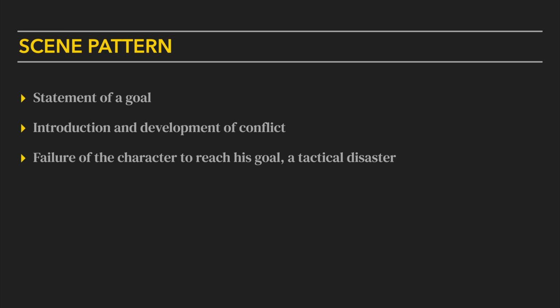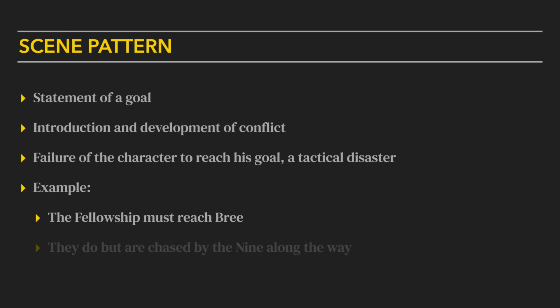Either it's implied from what the character has talked about in previous scenes, or it's stated or thought of in an internal monologue on the part of the main character, the POV character for that scene. And then there's the introduction and development of conflict, and finally the failure of the character to reach his or her goals, some tactical disaster. In that video, I talked about having successes in certain scenes, and that's typically in subplots, but this is the pattern that most scenes will follow.